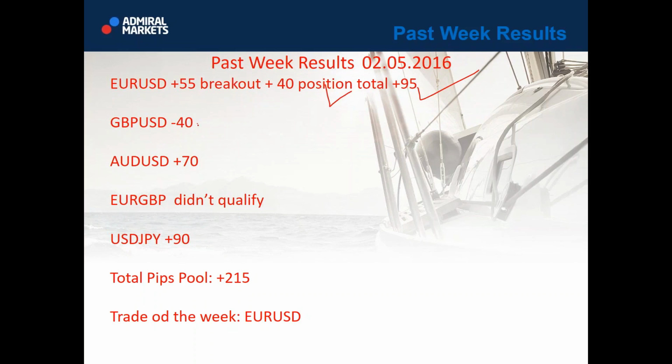Pound dollar was a loss for minus 40 pips. Australian dollar was good for 70 pips. Euro GBP didn't qualify. Dollar yen gave us 90 pips. Total pips pool was 215. Trade of the week, definitely euro dollar. Okay, that was the trade of the week.